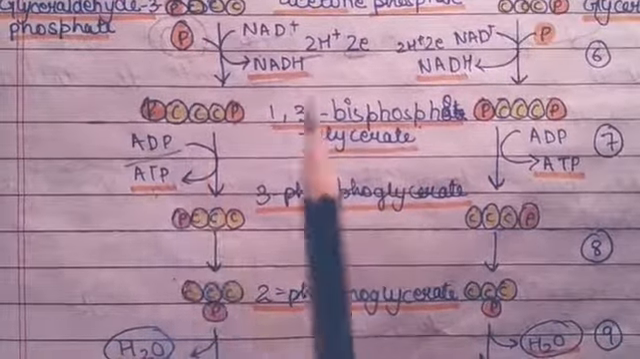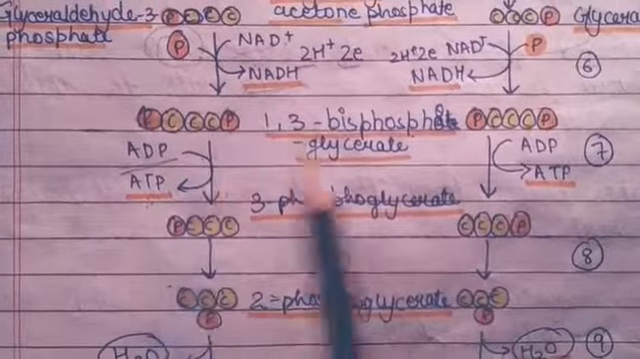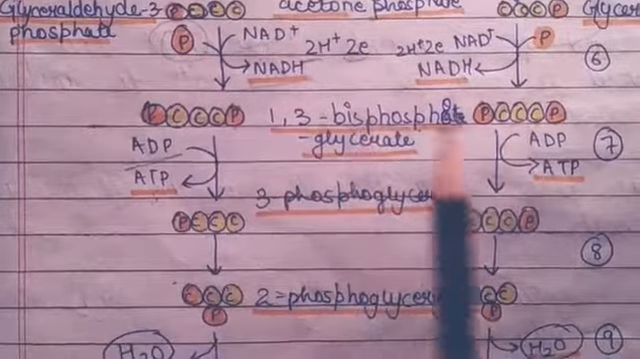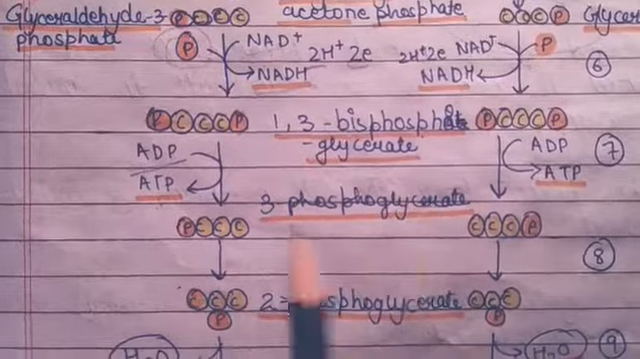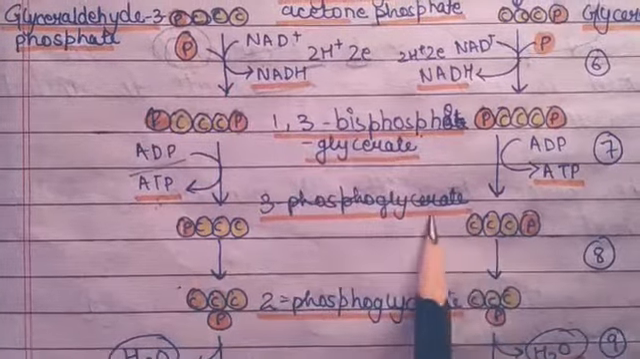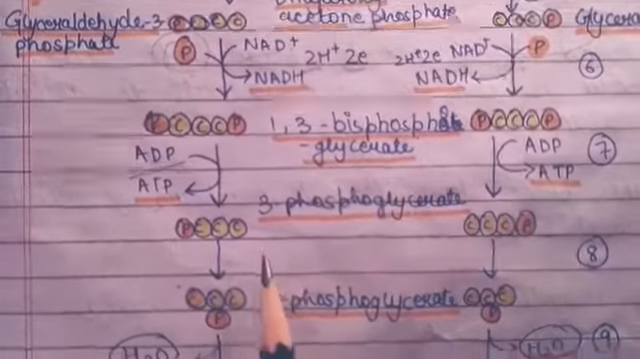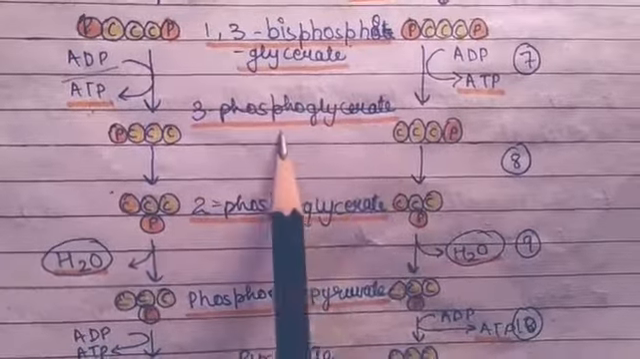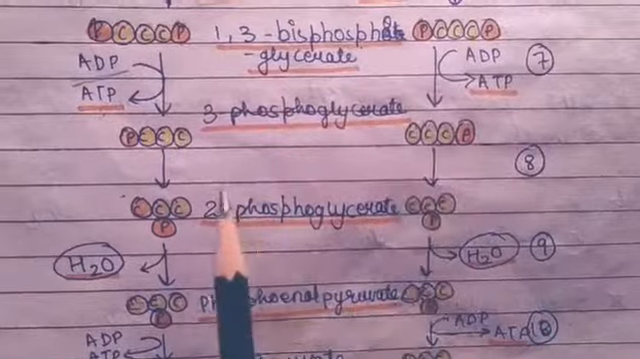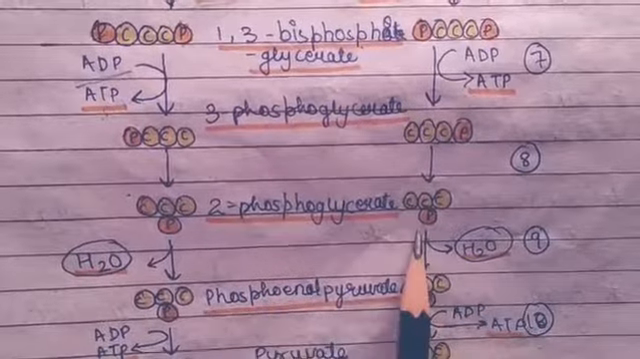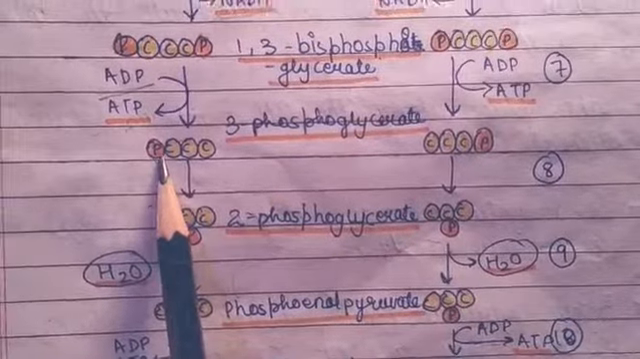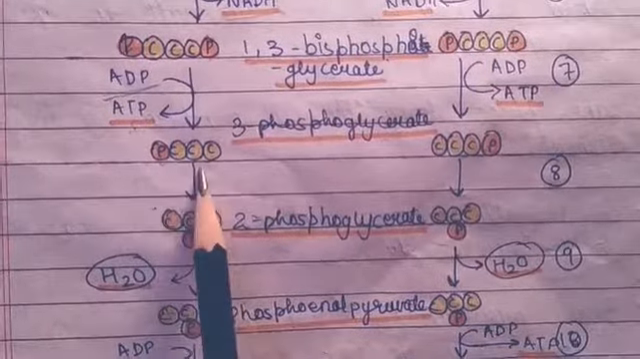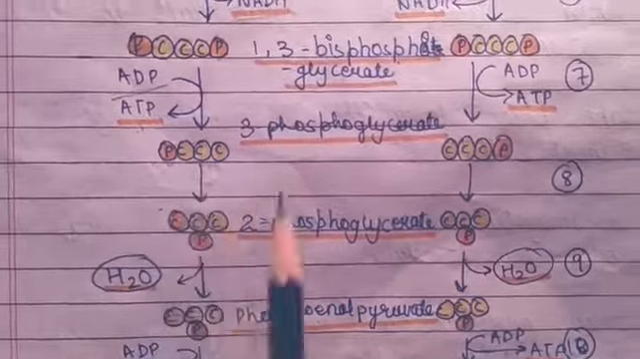Here we can see that 2 molecules separately go through this reaction and give rise to 3-phosphoglycerate separately. This 3-phosphoglycerate is converted to 2-phosphoglycerate, that is, the phosphate at the third carbon is transferred to the second carbon.